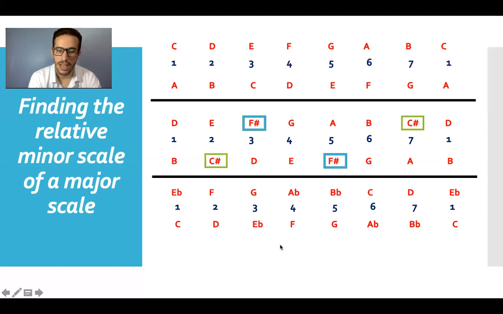As you can see, they have the same notes. They have E flat, they have A flat, and they have B flat. I'm not counting this E flat again because it's the same as the first.